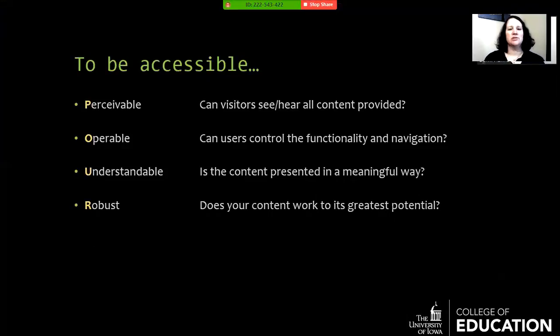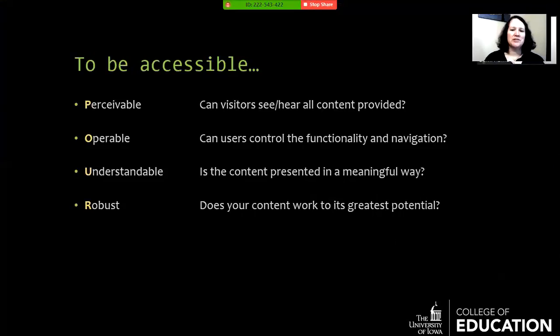Operable. Can users control the functionality and navigation? So one of the verification tools that we will go over is just the tab test, the no mouse test. Making sure that users, no matter how they're accessing your site, can use it. This even includes don't use Flash in your websites because it won't work on anybody's iPad or iPhone, and that's a huge audience that is missing out on your content.